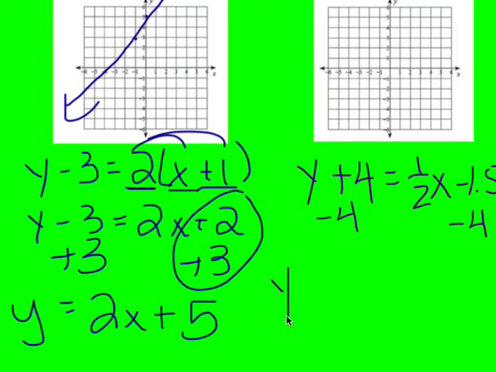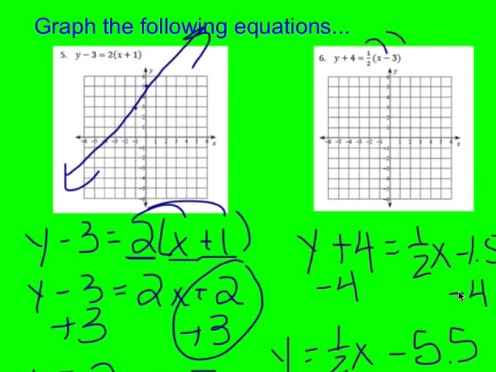So I get that y is equal to 1/2 x. Then -1.5 minus 4, that's really like adding the two of those together. It's going to get more negative. And that's going to give you a -5.5. So we're crossing the y-axis at -5.5.